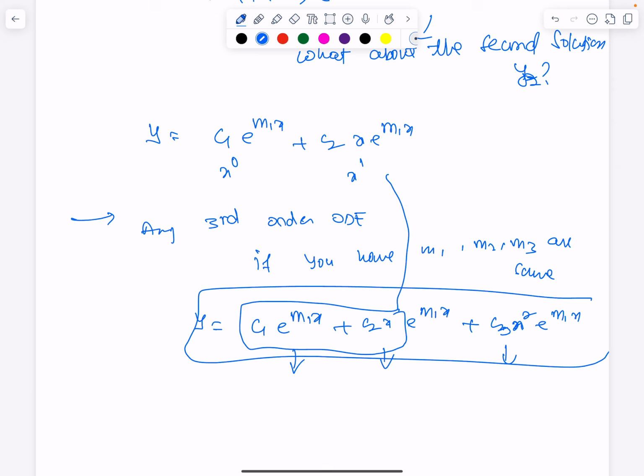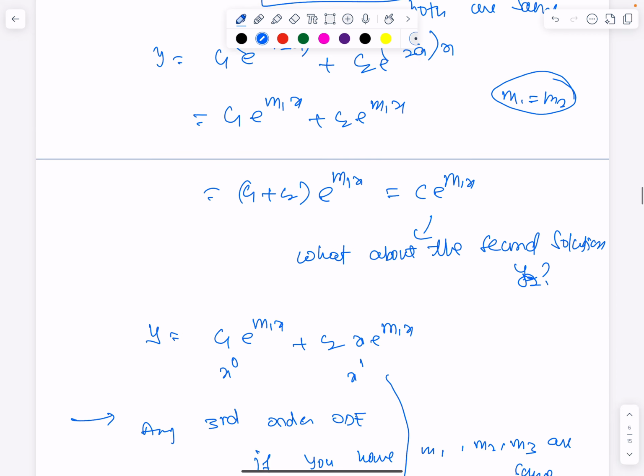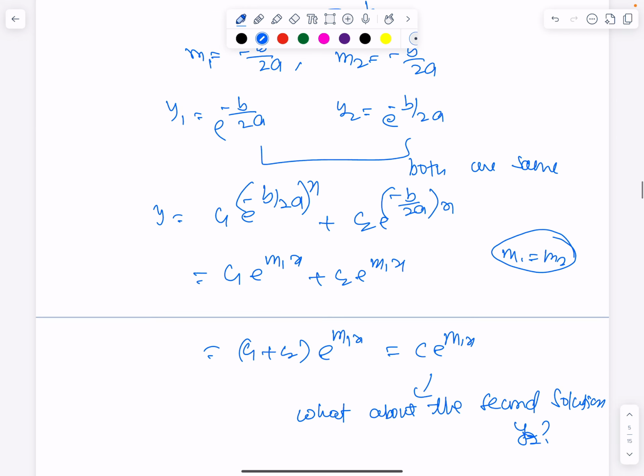So in the next video, I will be solving some problems based on this concept. This is the general theory. I hope you have gained some knowledge on how to handle the second order differential equation with constant coefficients.